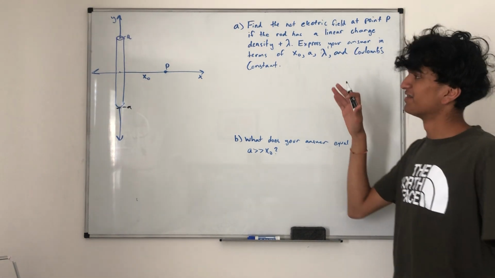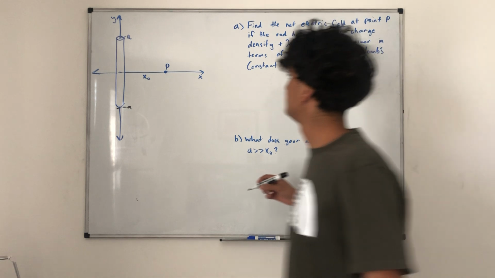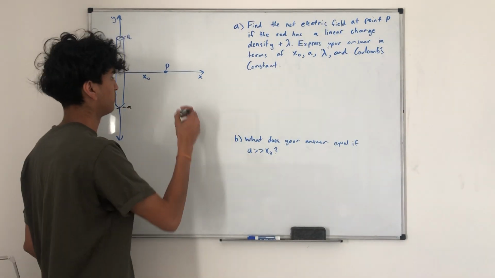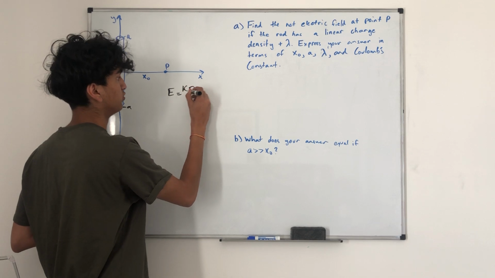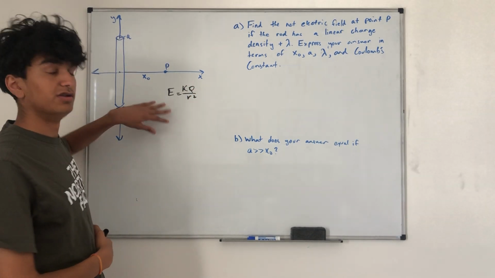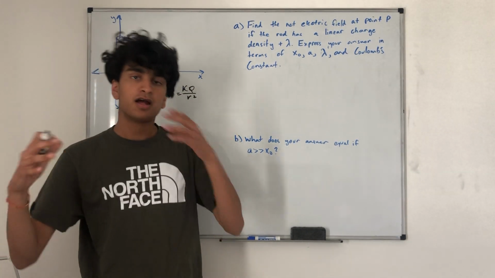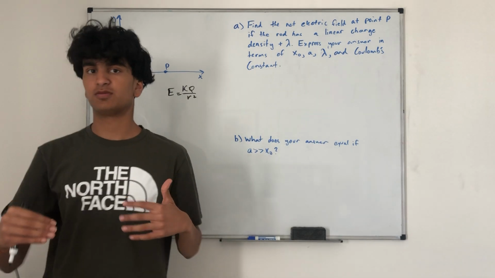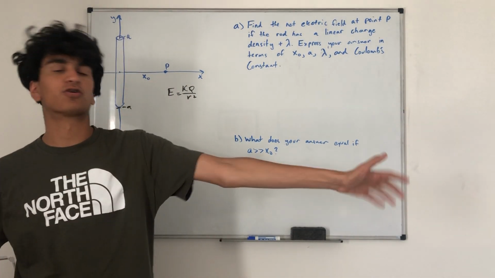This is a bit of an interesting problem because you might be tempted, if you say E is equal to KQ over R squared, to just plug in what you know into this equation. So lambda, the linear charge density, that's just kind of like how the charge is distributed. Over this length, it's kind of uniformly spread out.